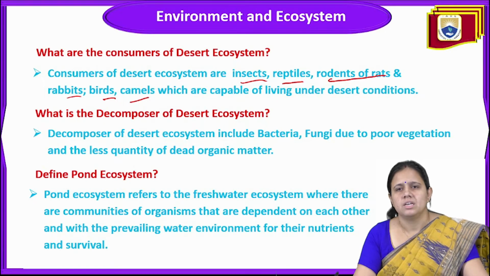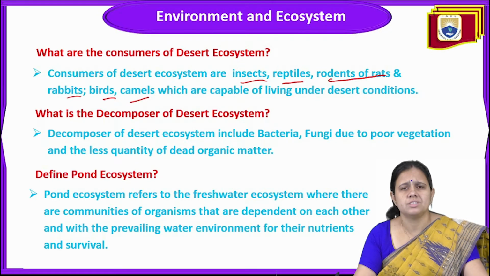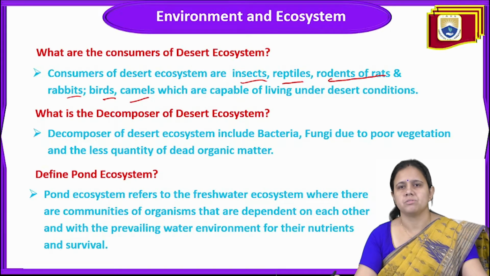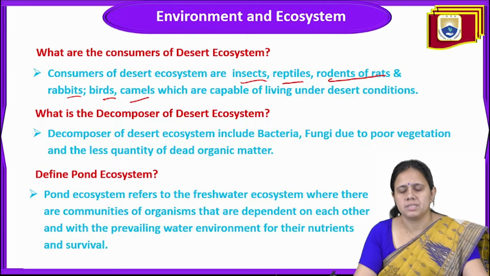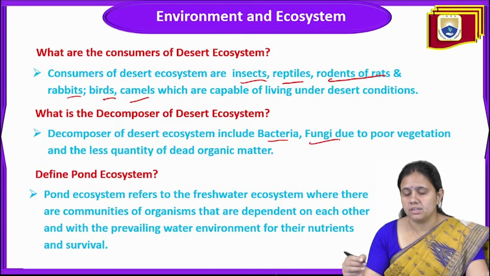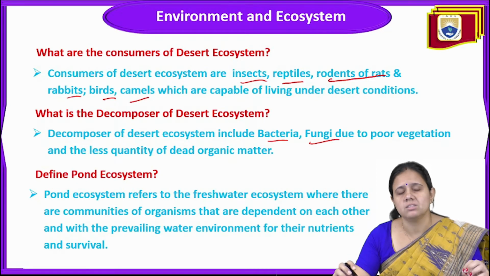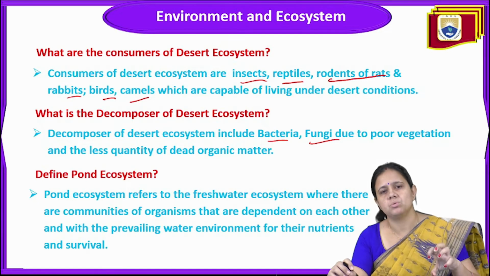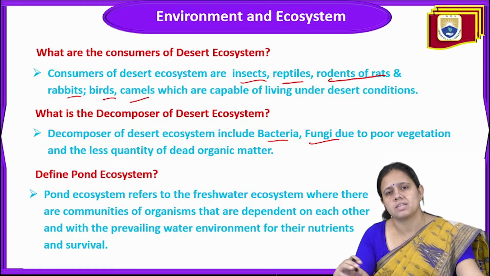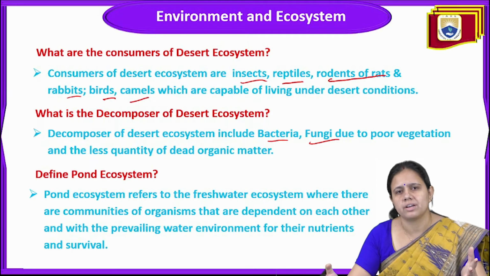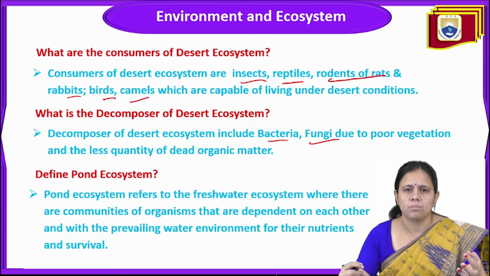The next question is about the decomposers of the desert ecosystem. All these questions are very important, and these basic terminologies are very important from the examination point of view. So decomposers of the desert ecosystem include some bacteria and fungi, due to poor vegetation and less quantity of dead organic matter. They will decompose the dead material and recycle the nutrients already present in the dead organisms and return them to the environment. This is the role of a decomposer.